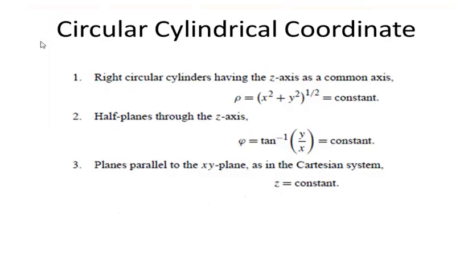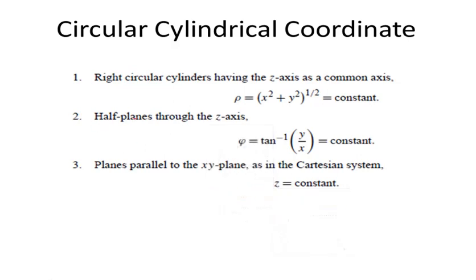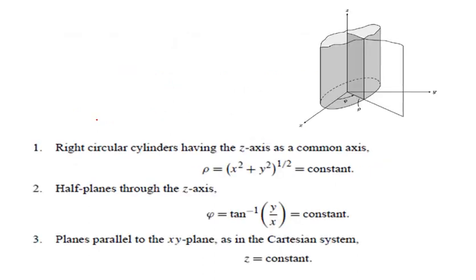Hi, let us start with the circular cylindrical coordinate system. If you consider a circular cylindrical coordinate system, it consists of three coordinate surfaces. First one, a right circular cylinder having Z axis as common axis, then a half plane through Z axis, and a plane parallel to XY plane. Okay, now the first coordinate surface is a right circular cylinder having Z axis as common axis. So it is shown in the figure as the cylinder.